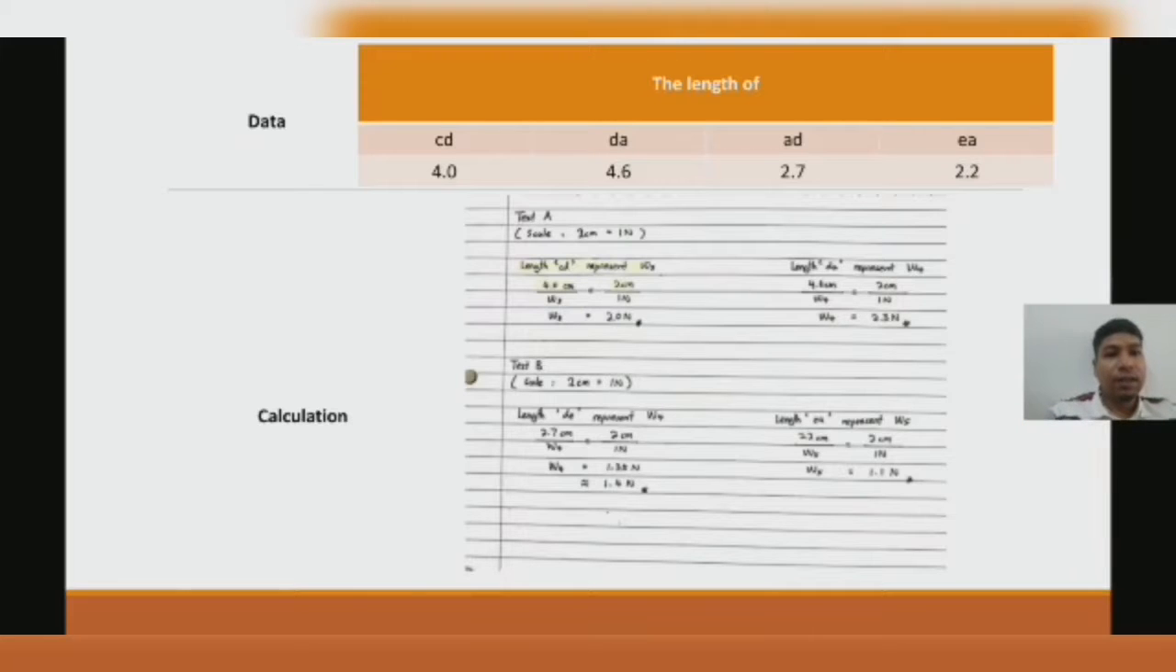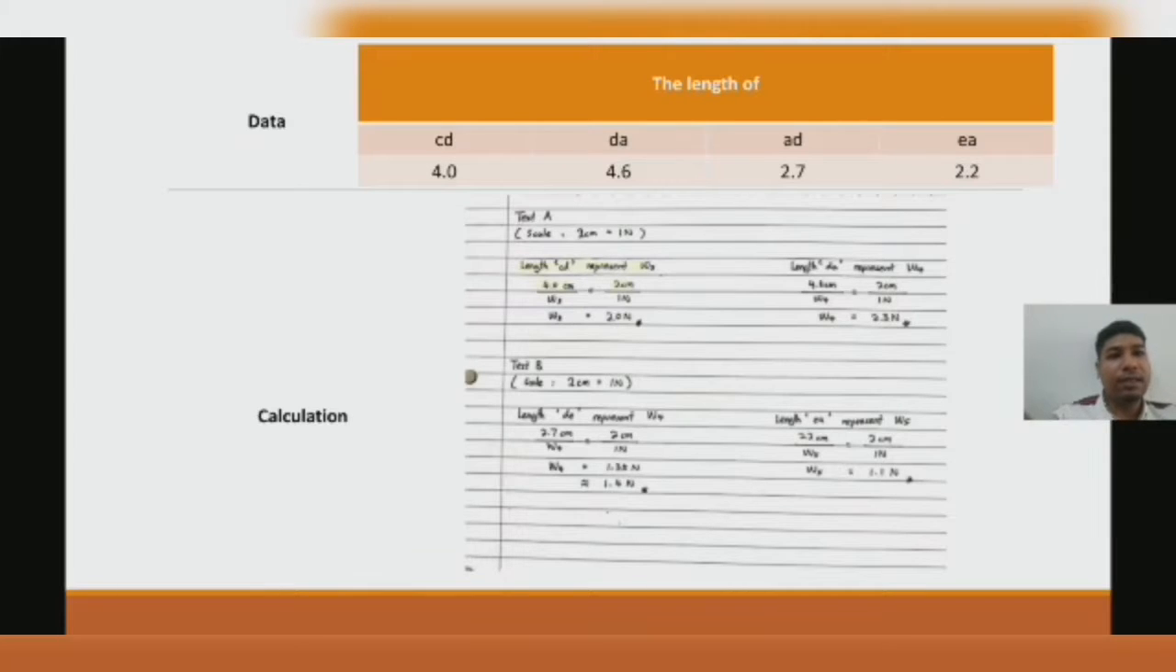For test A, we calculate the CD to represent W3. CD is 4 cm divided by W3 equal to the scale 2 cm divided by 1 Newton. So W3 we got 2 Newton. Length of DA represents W4. DA is 4.6 cm divided by W4 equal to 2 cm divided by 1 Newton. W4 we get 2.3 Newton.